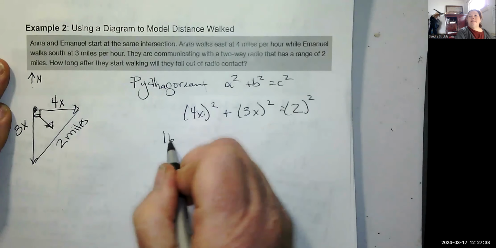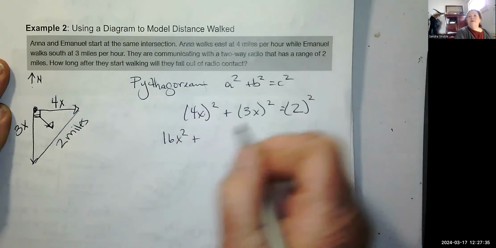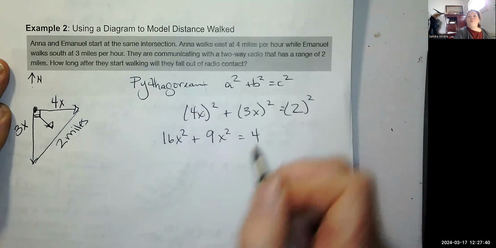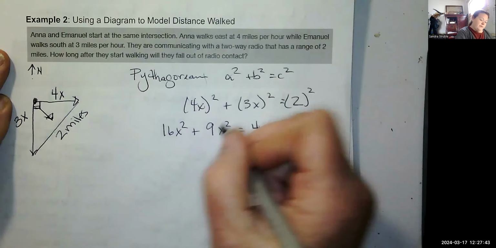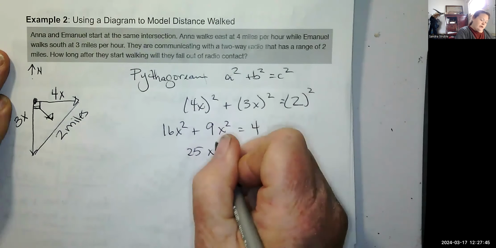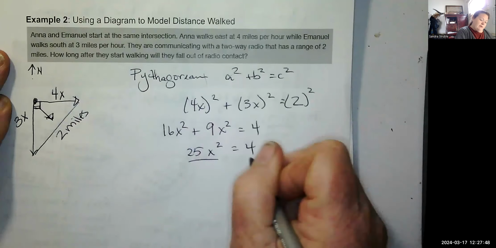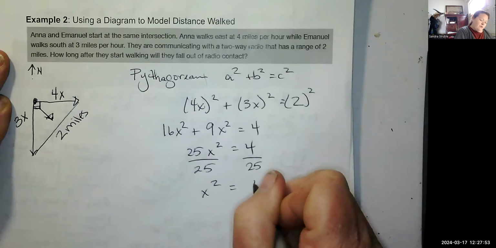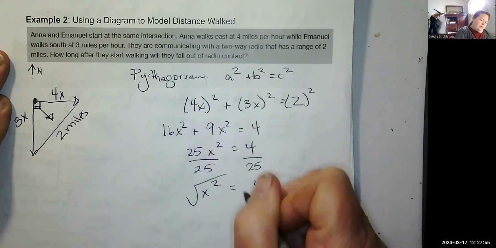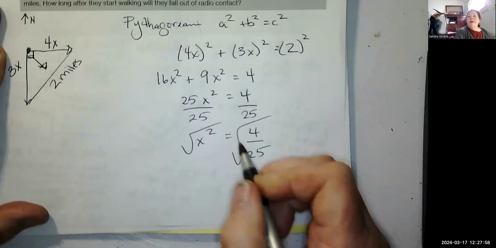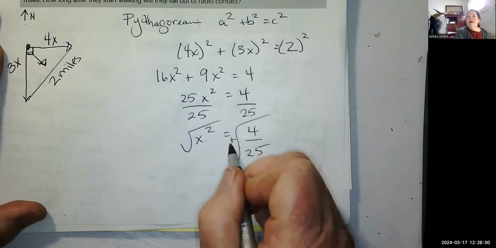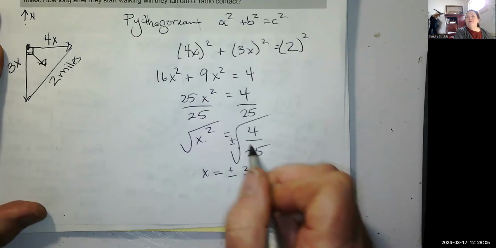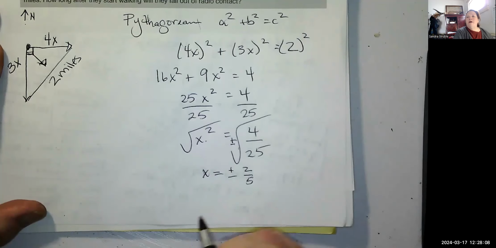4 squared is 16, x squared. 3 squared is 9x squared, and 2 squared is 4. We're just going to solve for x. This is 25x squared is equal to 4. Divide both sides by 25. So we have x squared is equal to 4 over 25. You can take the square root of both sides. Remember, when we have an x squared equals something, you have to put plus or minus on the right. So x is equal to plus or minus 2/5. Square root of 4 is 2, square root of 25 is 5.